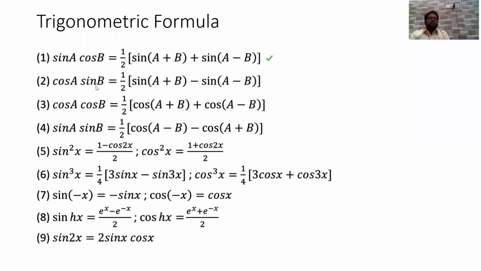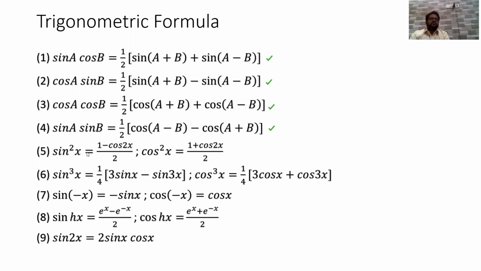cos a sin b equal to half of sin(a plus b) minus sin(a minus b). cos a cos b equal to half of cos(a plus b) plus cos(a minus b). sin a sin b equal to half of cos(a minus b) minus cos(a plus b). So these are the factorization formulas.